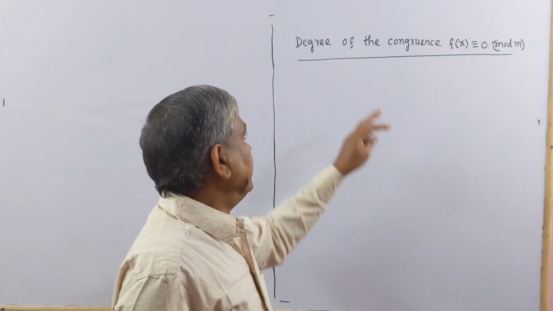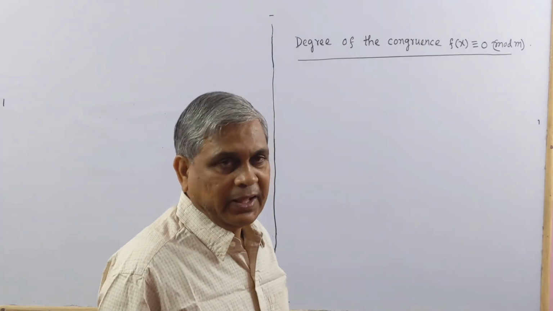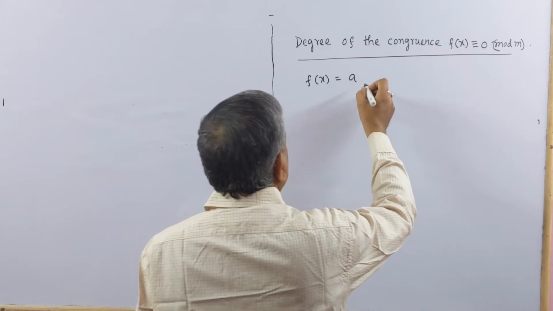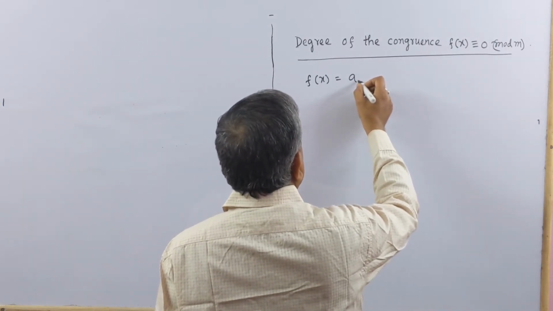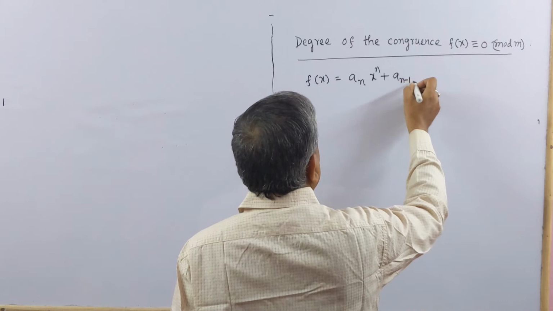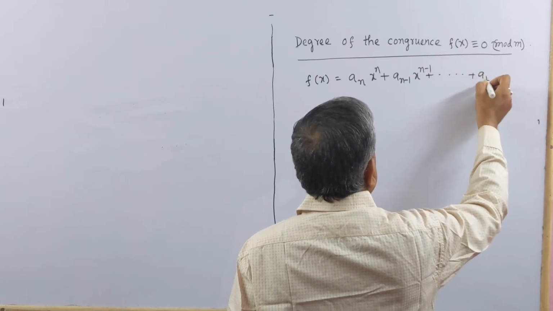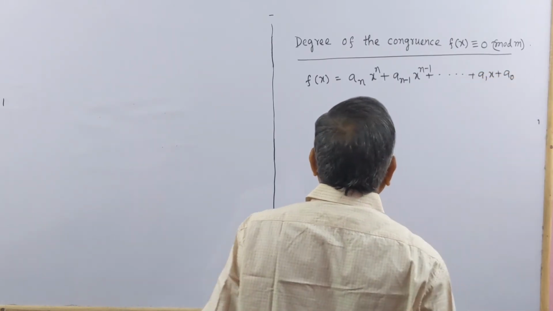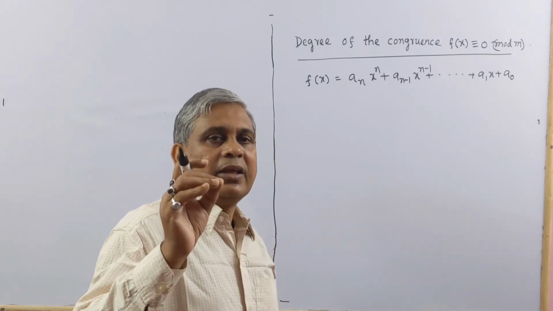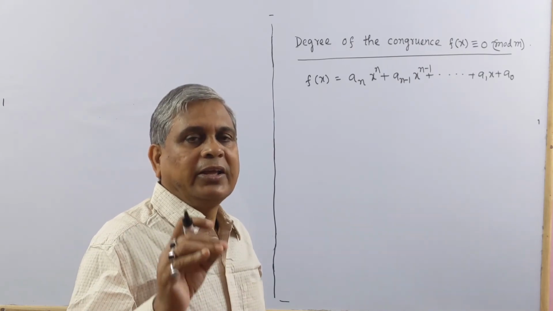Now we define degree of the congruence. f(x) is congruent to 0 modulo m. Let f(x) be a polynomial of degree n. f(x) equal to a_n x to the power n plus a_(n-1) x to the power n minus 1 plus ... plus a_1 x plus a_0, where coefficients of each term a_n, a_(n-1), ..., a_0 are all integers.